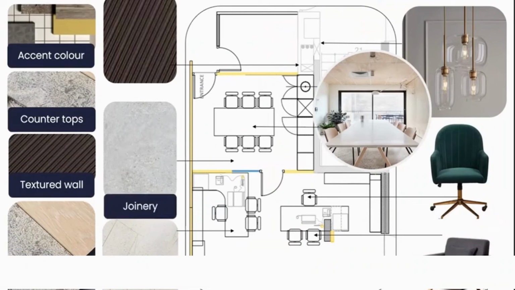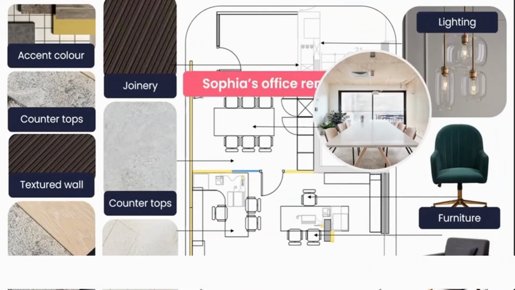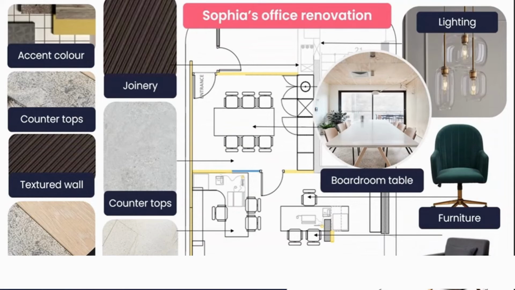Let's use Sophia's office space as an example. Remember our design boards we created in our previous lesson? Here is a copy of it on our screen. Now we have a plan for the space. We've got a design idea and direction of where it's going. But what finishes are we proposing to use?